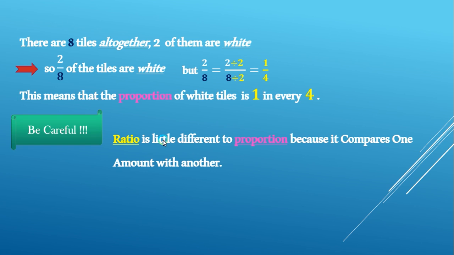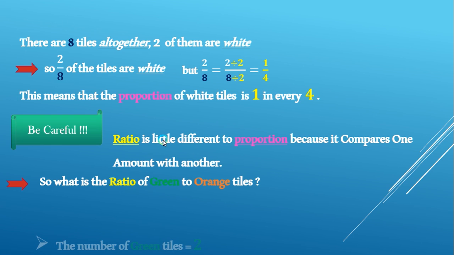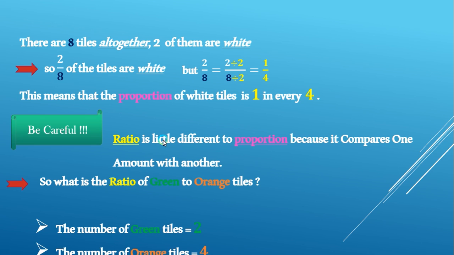But ratio compares one amount to another. Example: what is the ratio of the green to orange tiles? So I repeat, what is the ratio of the green to orange tiles? The number of the green equals 2. The number of the orange equals 4. So I have here 2 and 4.